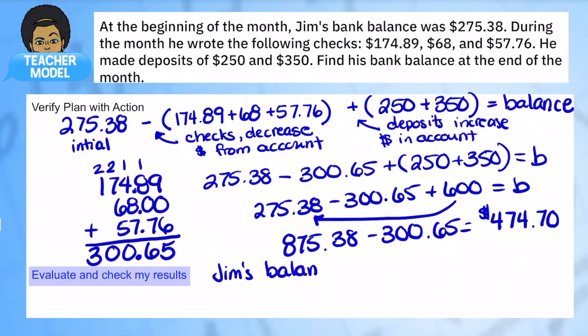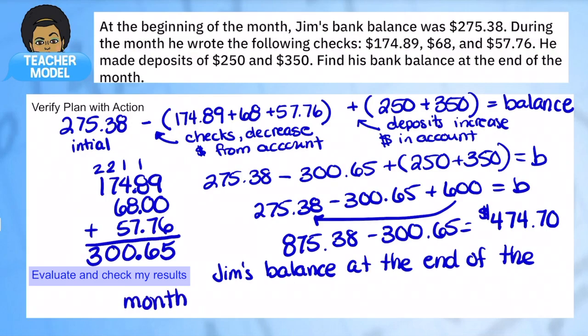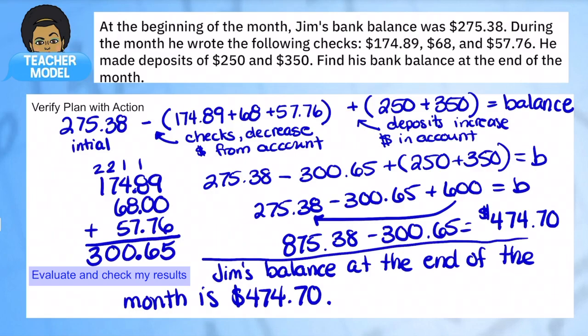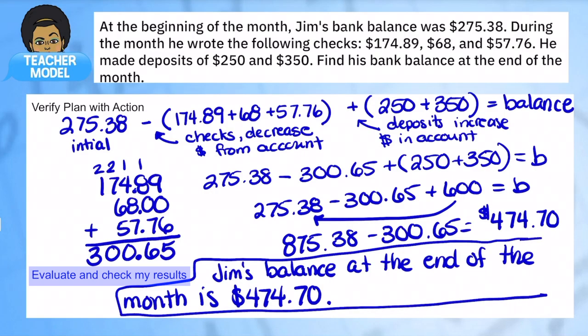Jim's balance at the end of the month is $474.70. Nice, clear sentence. No matter who reads it, they understand what my final answer is. And my work is nice and organized so we can see it.